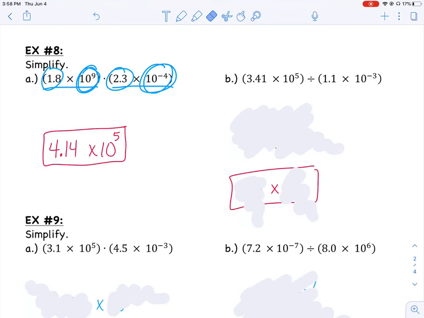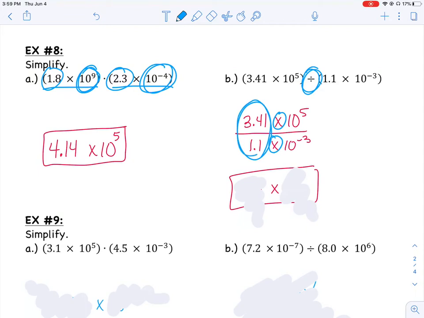All right, look at B. This is a division problem. I have 3.41 times 10 to the 5th, a really big number, divided by 1.1 times 10 to the negative 3, a really small number. You can write it the way it is, or isn't this division sign the same as a division bar? And so if I have this division problem, 3.41 times 10 to the 5th divided by 1.1 times 10 to the negative 3rd, I should be able to divide like terms. Because we're just multiplying here, we just have things that are factors.